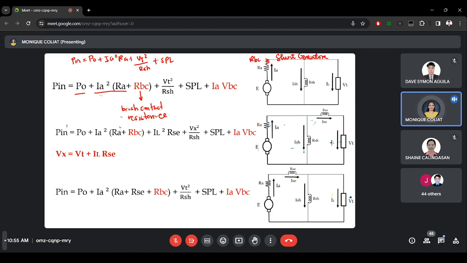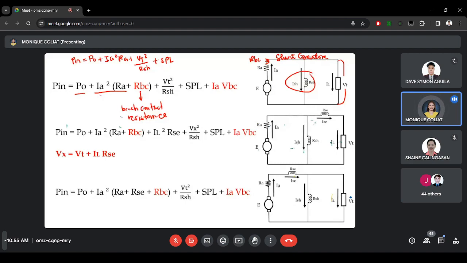Sir, walang in your RSH. To get the power there, what is the voltage across RSH? That is VT, because it is in parallel with RSH. That's why they are equal in voltage. So we will use that as its voltage, which is VT squared over RSH.